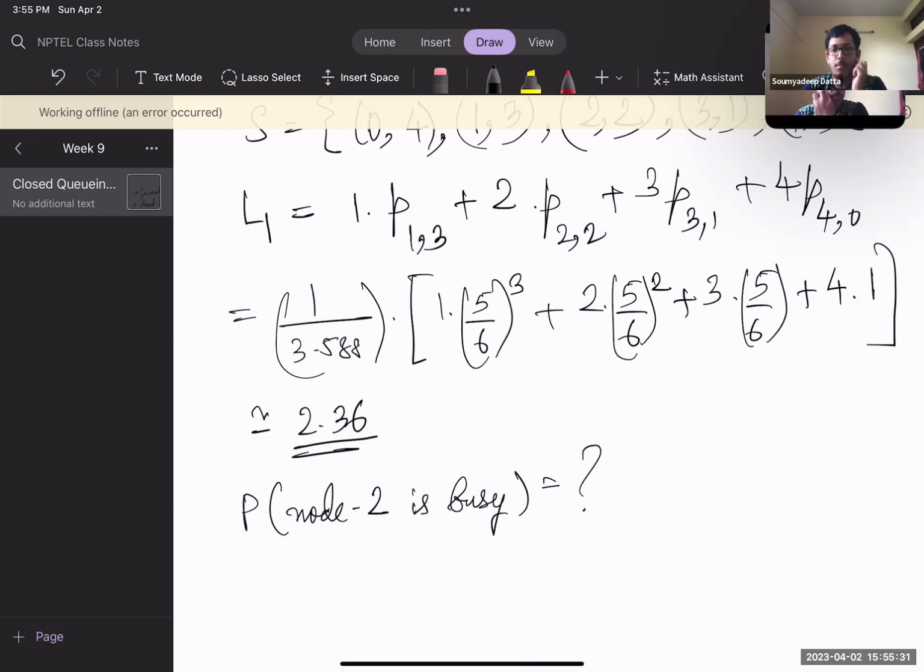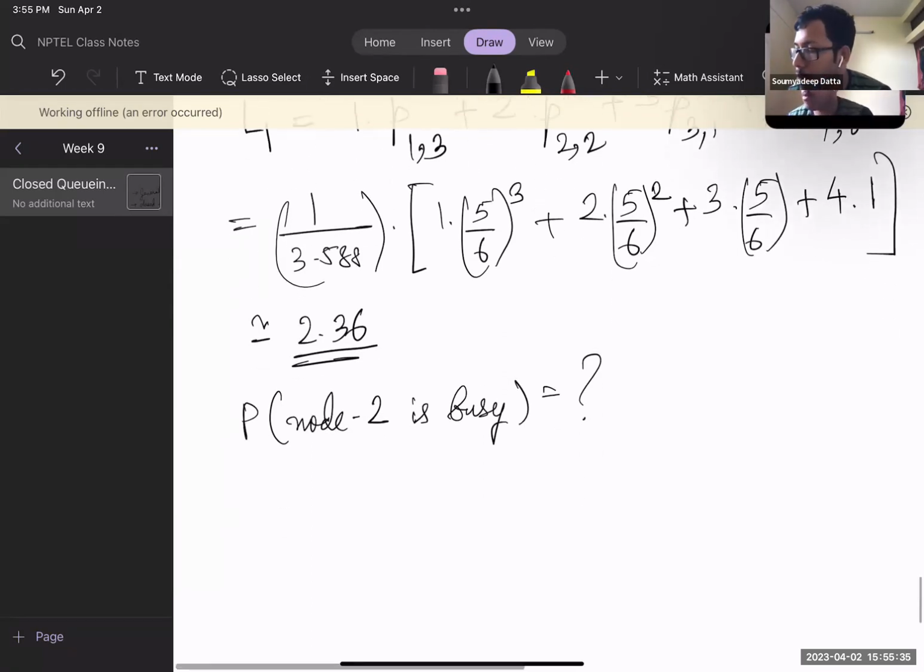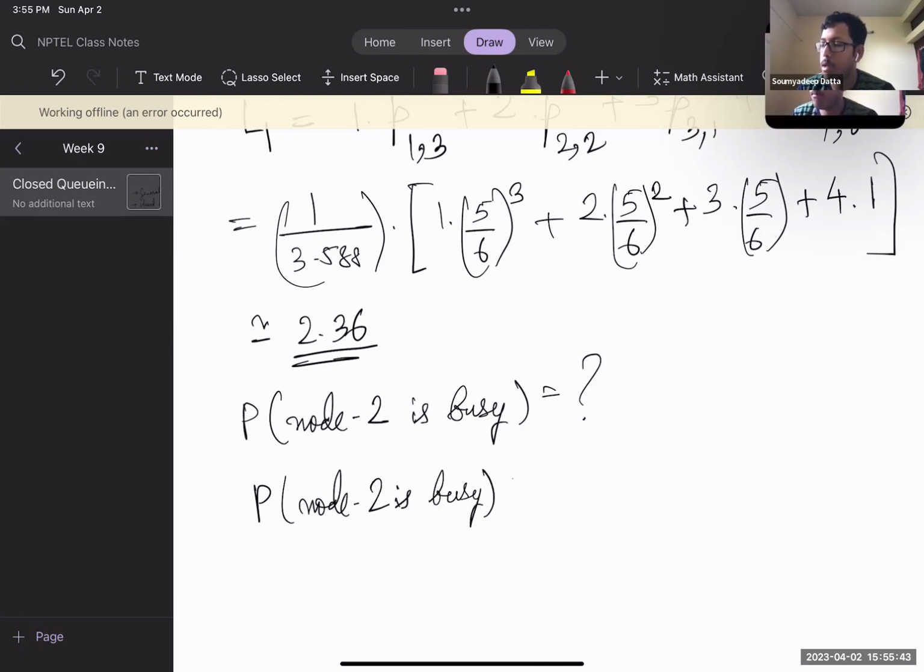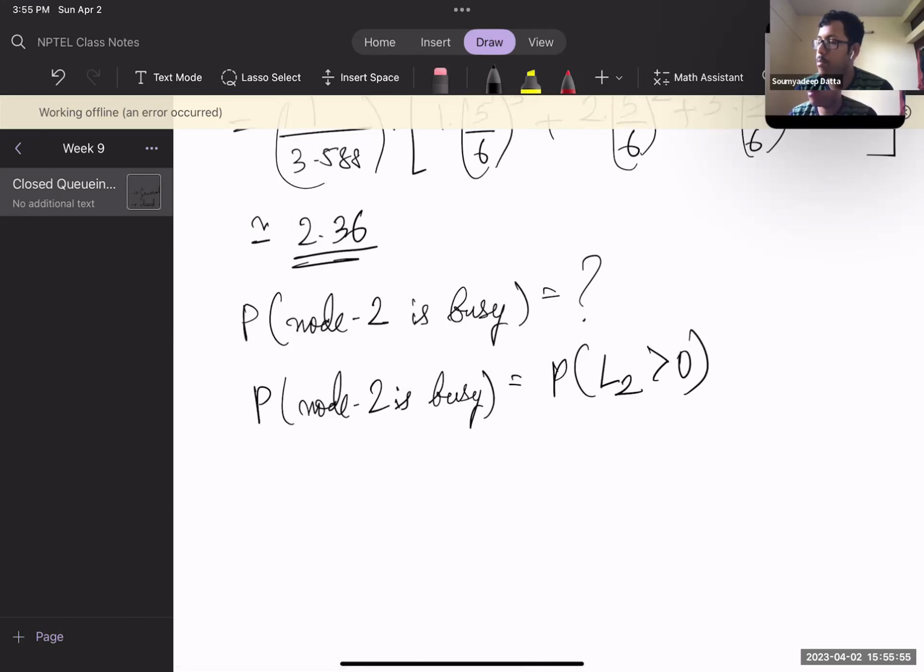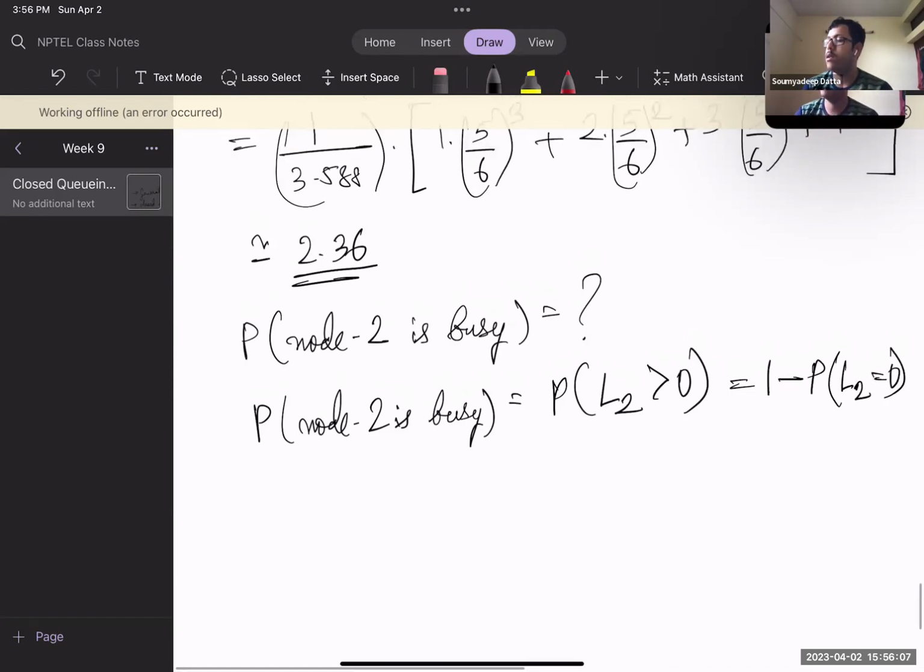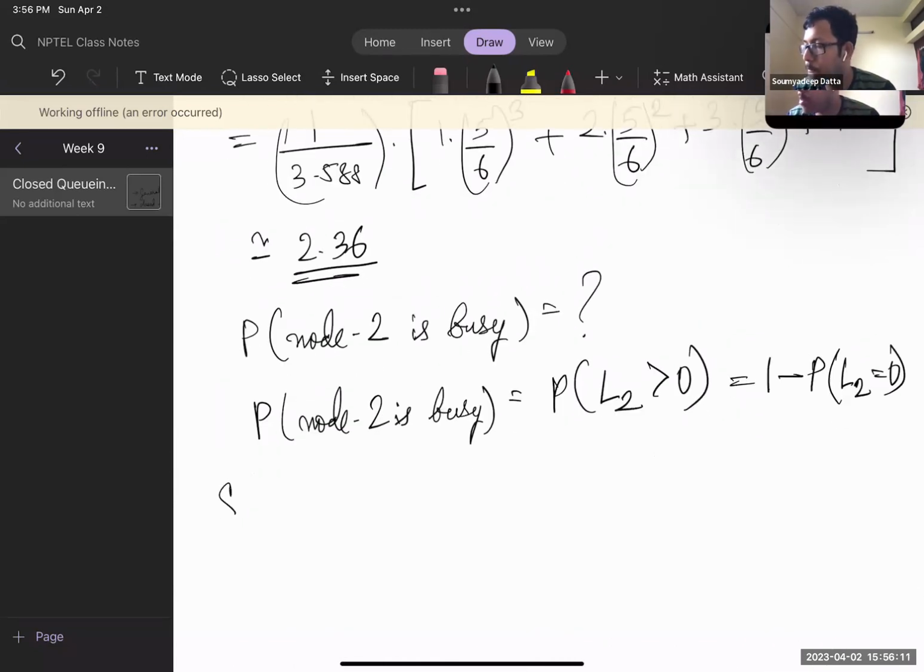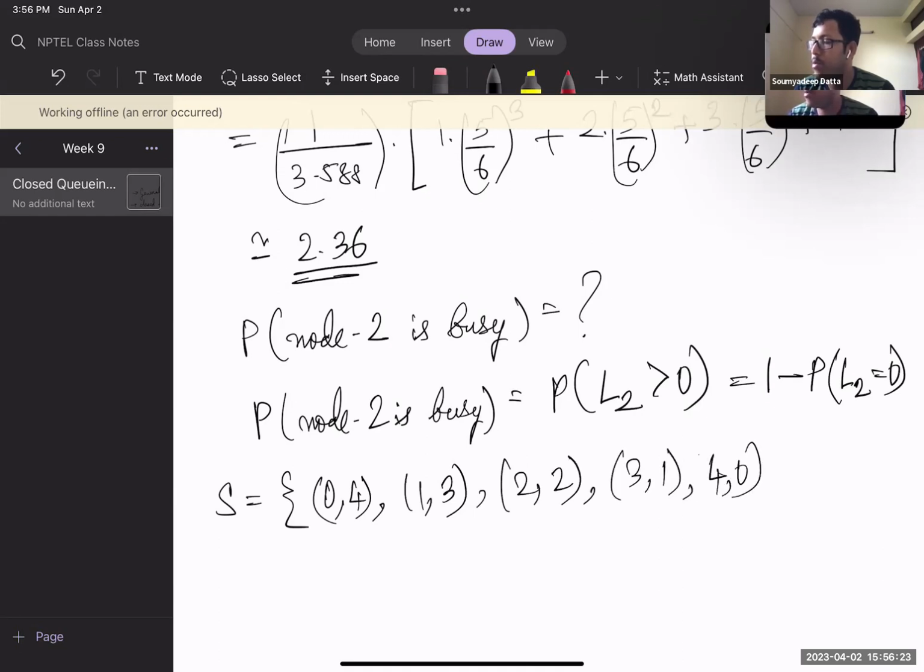So the probability that node 2 is busy equals the probability L2 greater than 0, right? Because if there are no customers in node 2, it means that it's free, but we don't want that. Probability L2 greater than 0, so we can write it as 1 minus the probability that L2 is equal to 0, right? So again, let us write down the state space here. We had it as 0, 4, 1, 3, 2, 2, 3, 1, and 4, 0. So this is of the form N1, N2, right?